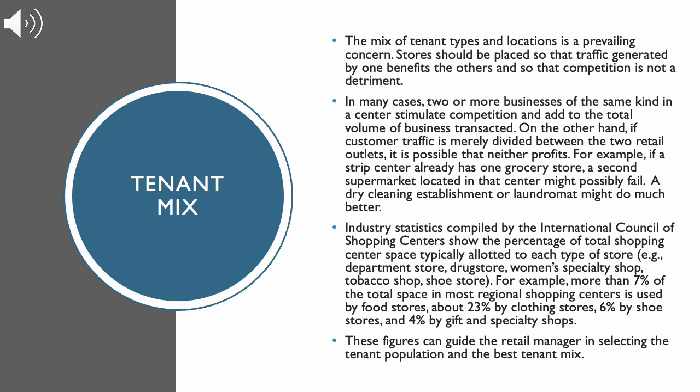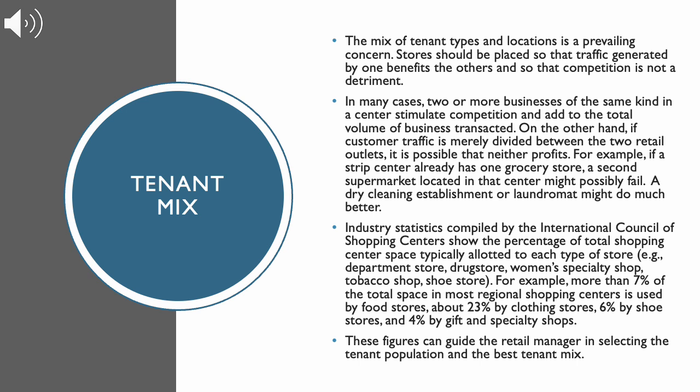On the other hand, if customer traffic is merely divided between the two retail outlets, it is possible that neither profits. For example, if a strip center already has one grocery store, a second supermarket located in that center might possibly fail. A dry cleaning establishment or laundromat might do much better.